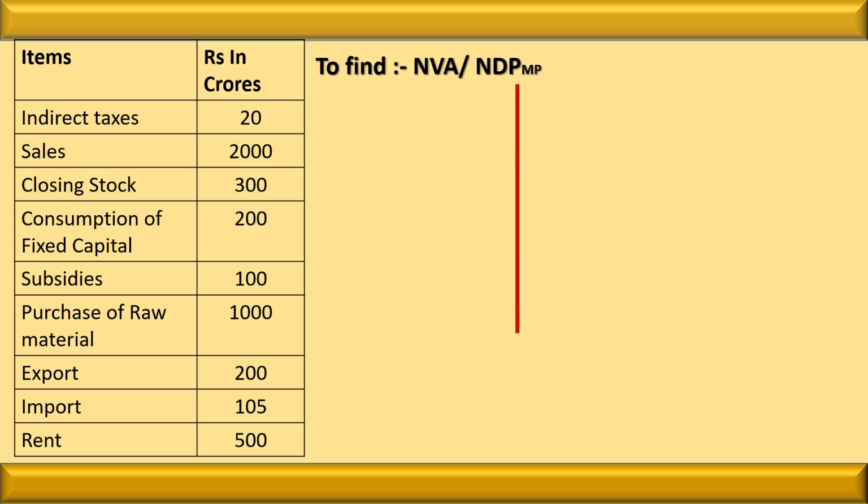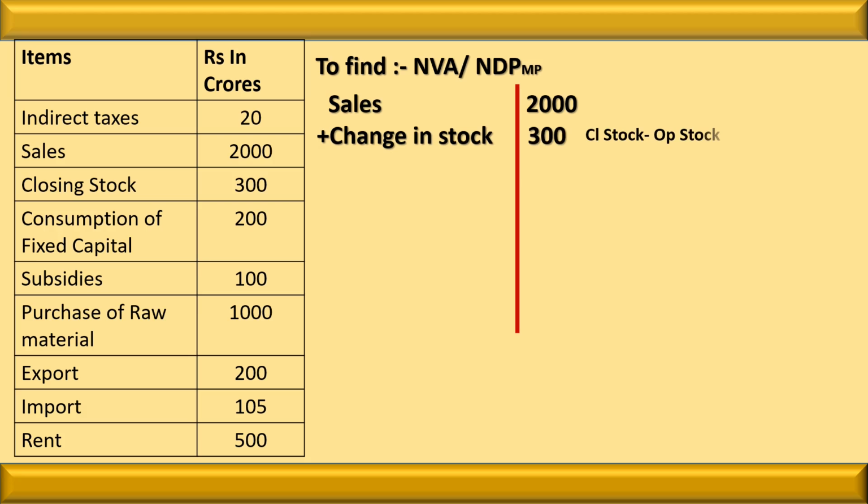Firstly, we have to consider sales. What is the value of the sale over here? The value of the sale is 2000. We can write it over here. Now what we have to do? We have to add change in stock. Change in stock means closing stock minus opening stock. Closing stock is 300, opening stock is 0, so 300 minus 0 is 300. Then we will get value of output. Here the value of the output will become 2300. How? 2000 plus 300 is equal to 2300.